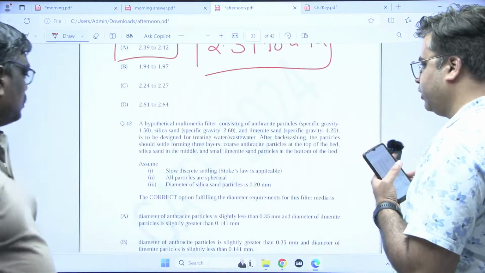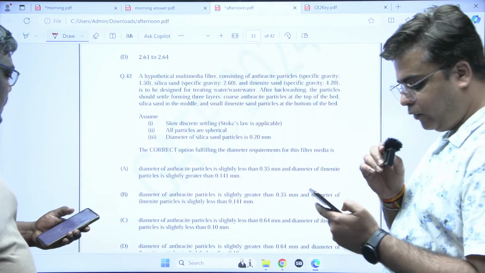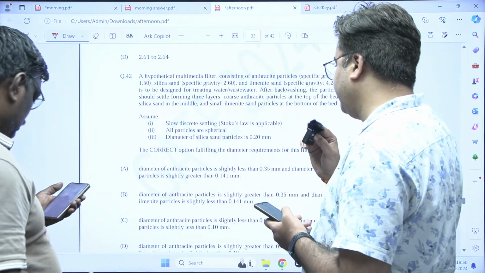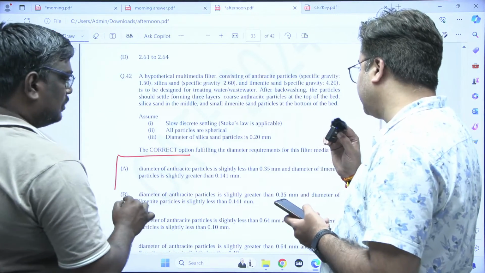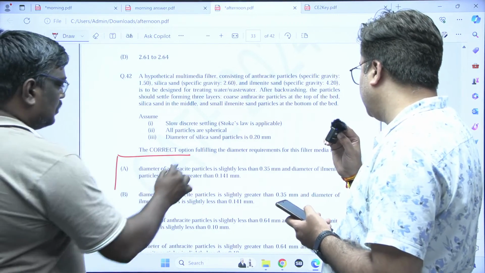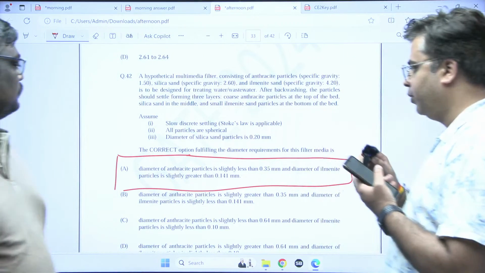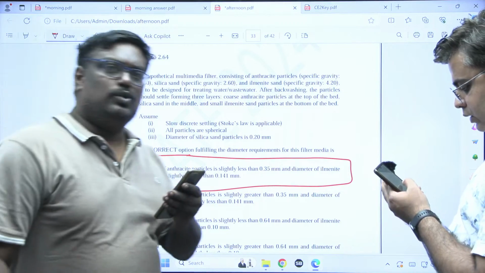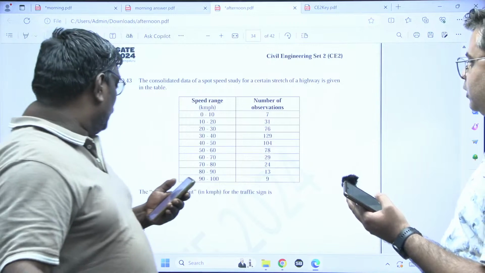Next, moving to question number 42. For this question number 42, option A. A or B, sir? Option A is correct, sir. The diameter of anthracite particles is slightly less than 0.35 mm, and the diameter of ilmenite particles is slightly greater than 0.141 mm. Okay. This is question number 42. See, students, all these are answers according to the official keys. If you have any doubts, we'll get back to you.